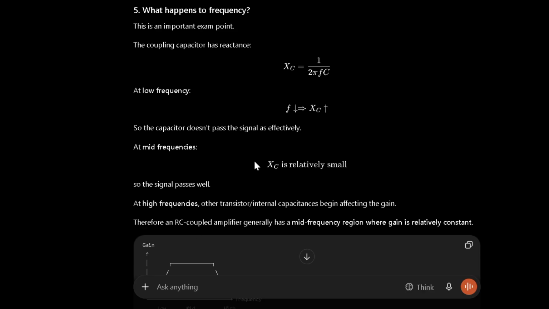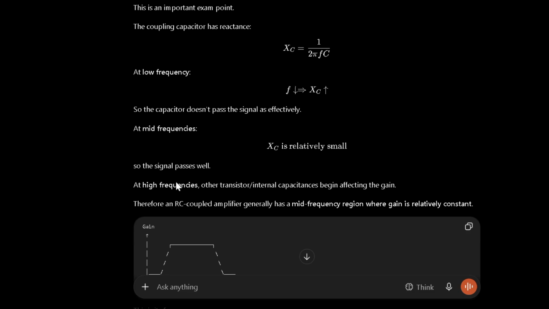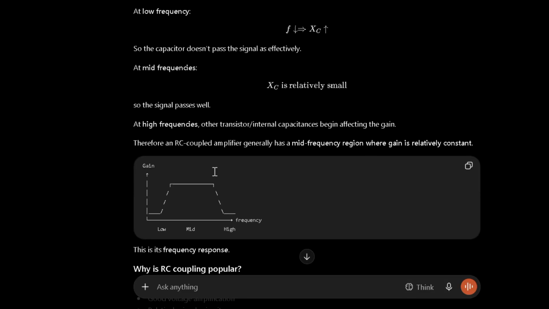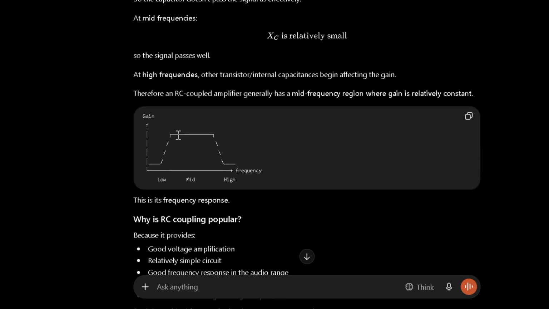At higher frequencies, the transistor's internal capacitances begin affecting the gain. Therefore, an RC coupled amplifier generally has a mid frequency region where gain is relatively constant. Look at the gain versus frequency. As the frequency is low, there's little gain. As it reaches the mid range, it gets the high gain. When it is high, the internal capacitances begin affecting the gain.